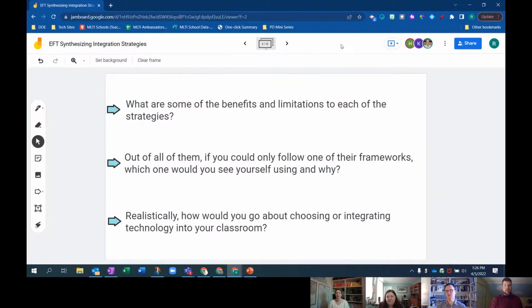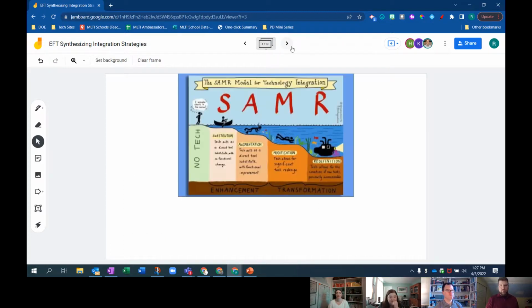So we've got a few outlined questions here that we'll go down through, each one of us talking about the benefits or limitations of the strategies, if there is one particular that stands out for each person here, and then finally, realistically, what does that look like in the classroom for all of us here? And hopefully this sparks some ideas or some conversations within yourself or some discussion with your colleagues about these strategies and what that looks like for you in your classroom. So we'll just kick it off.